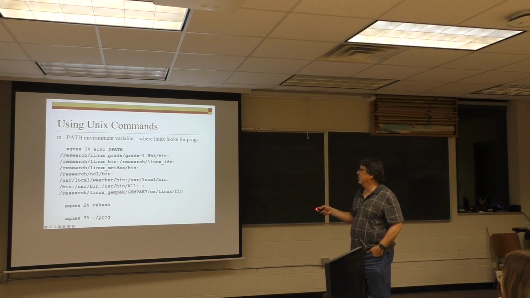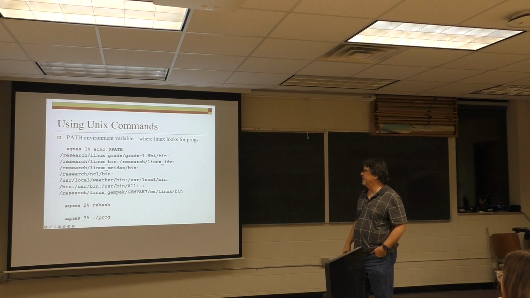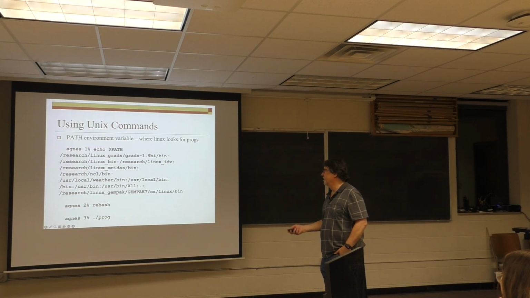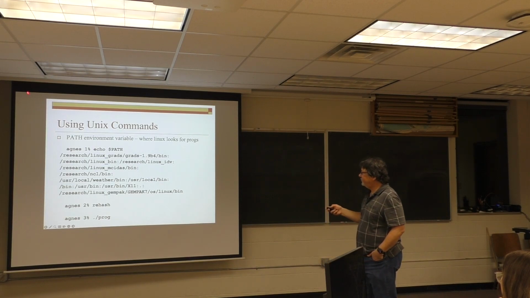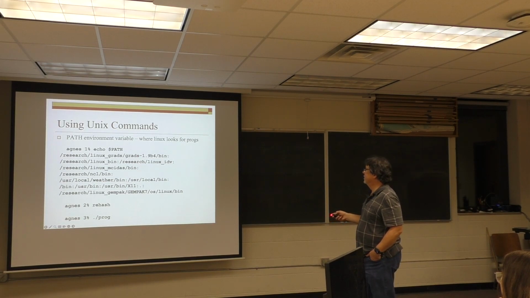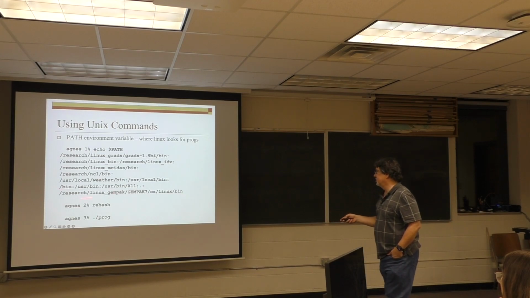There's an environment variable called PATH, and we'll talk a little bit more about environment variables in a minute, which is what the operating system uses. It looks at all of the directories that are listed in that path for programs when you try to run something, and it looks at them successively. In this case, it's looking in the grads bin directory, then it's looking in this research Linux bin, which I just said is where I put stuff in here. Then it's looking in Linux IDV, then the Kitus bin directory, then CL bin, user local weather bin, and then /usr/local/bin, /bin, /usr/bin, a bunch of places, a Genpack directory.